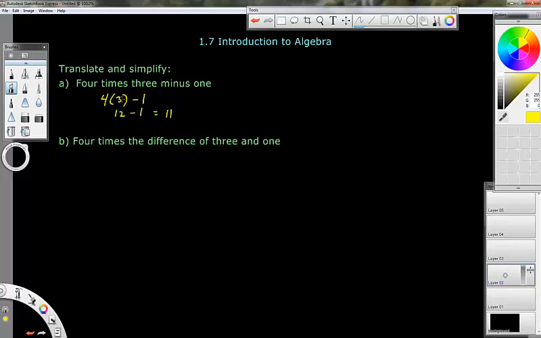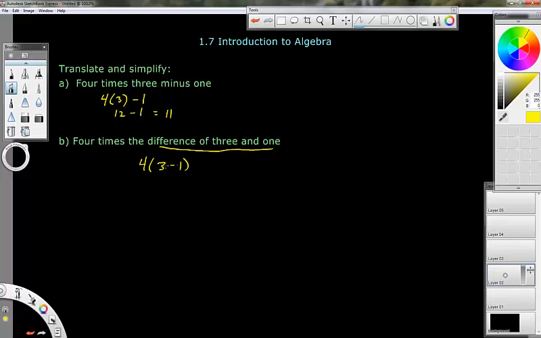This is 4 times 3 minus 1 here. This one, though, says 4 times the difference of 3 and 1. So the difference of 3 and 1 would be 3 minus 1. Okay, that's the difference of 3 and 1. Let me make that a little bit neater. I got a little messed up there. There we go. 4 times the difference of that would be this problem.